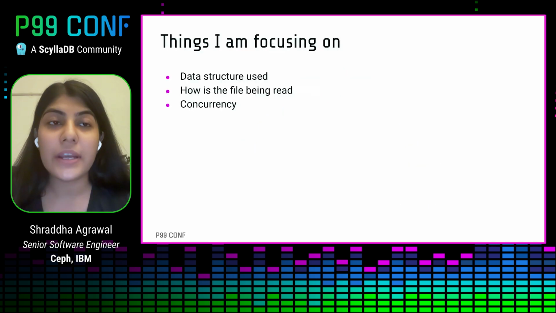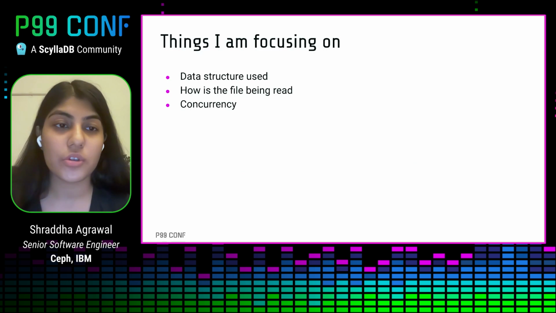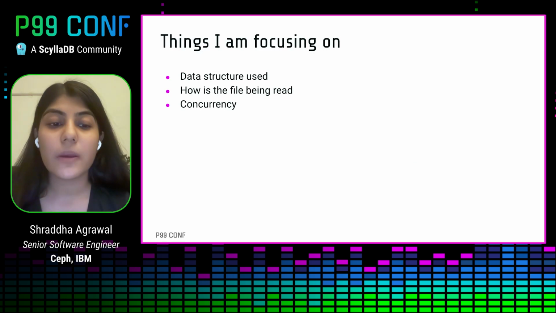When I was trying to optimize these slow parts, I mainly focused on three things. What better data structure can I use than the one I'm using currently? How can I read the file in a much more efficient manner? And what different patterns and concurrency can I use to improve the optimization?